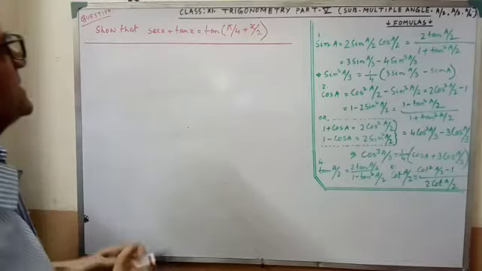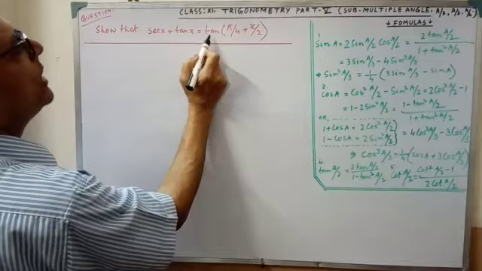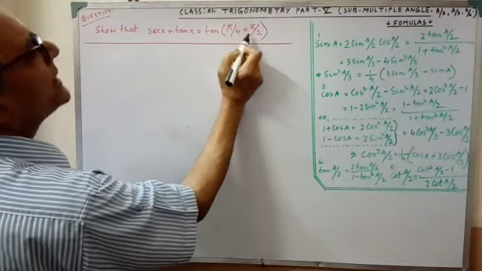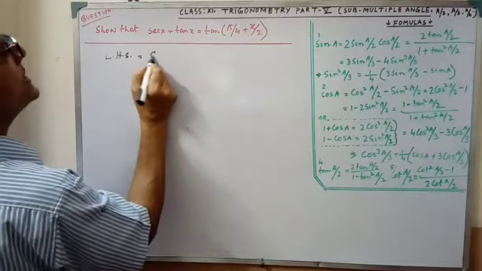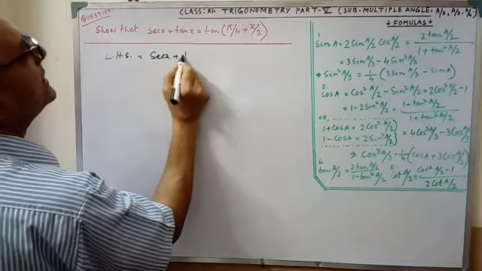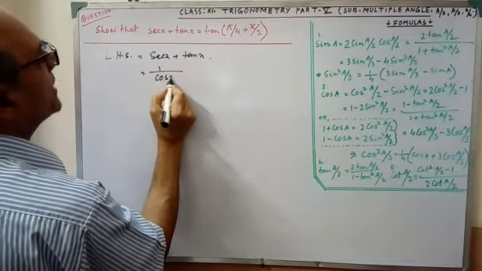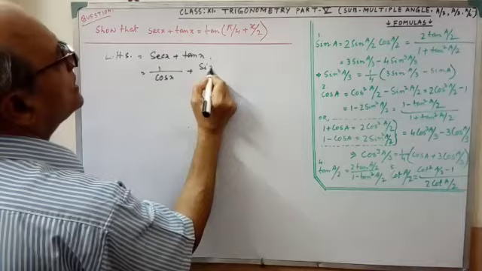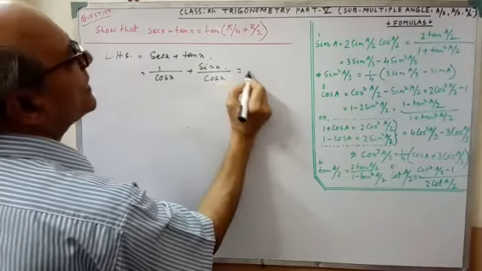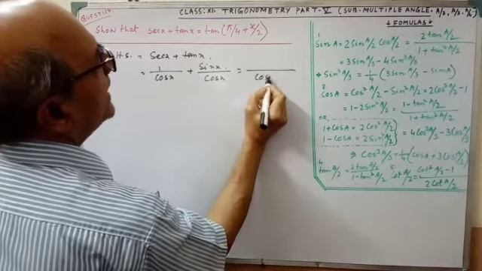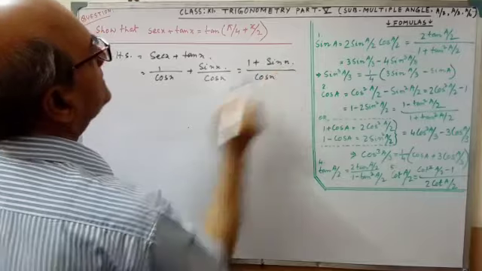A sum is given: sec x plus tan x equal to tan of (pi by 4 plus x by 2). Left hand side, LHS equal to sec x plus tan x. Sec x, you know very well, we may write as 1 by cos x, and tan x as sin x by cos x, which you have learned in class 9. By LCM, it is 1 plus sin x by cos x.